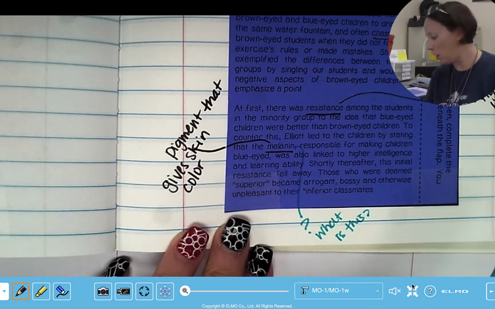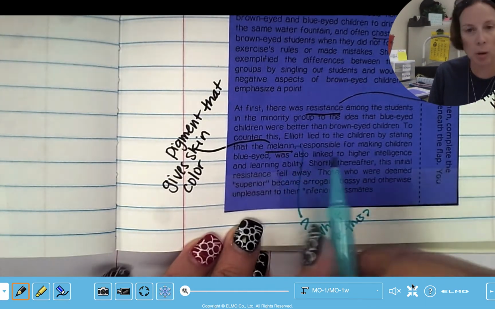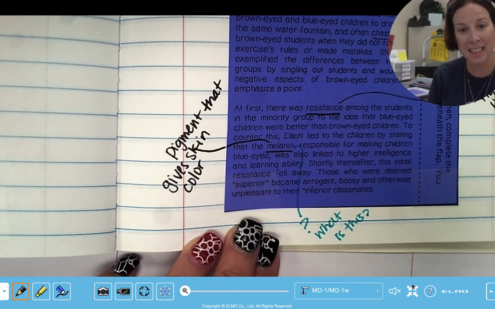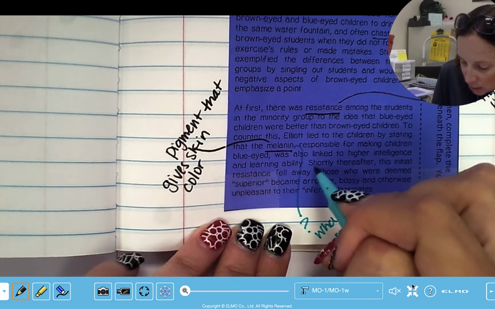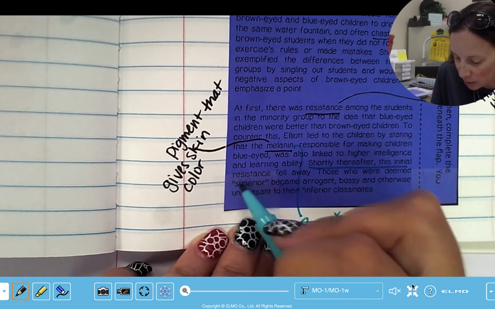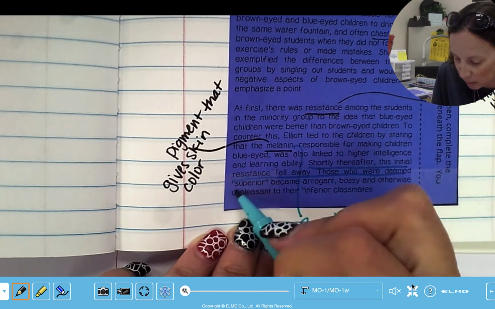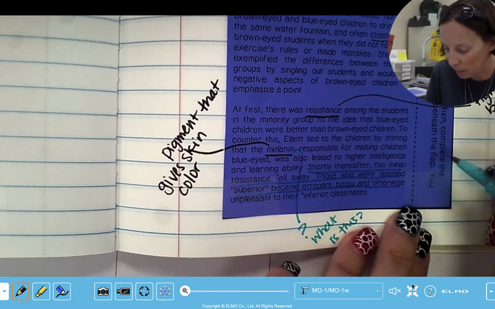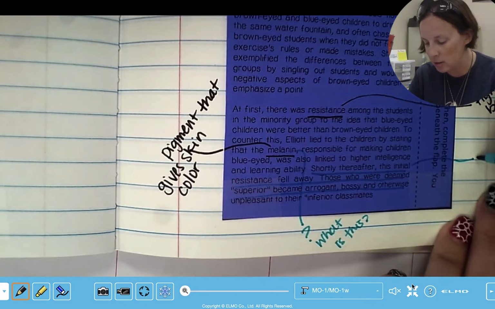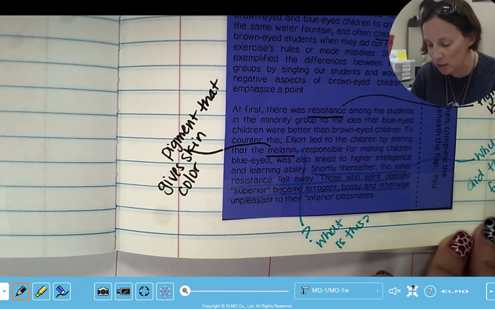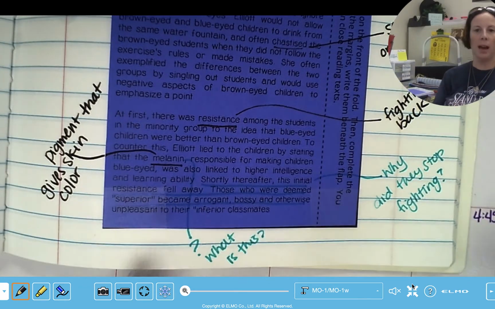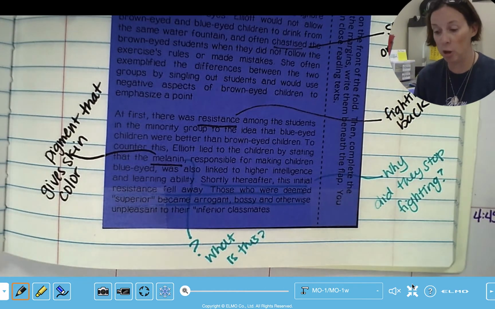But what we also talked about was also underlining big ideas that would be good for discussion. So we also underline here where it says shortly thereafter the initial resistance fell away. Those who were deemed superior became arrogant, bossy, and otherwise unpleasant. So we asked, why did they stop fighting? Because that'll be a really good discussion question. So they can ask that question and get a discussion going. Okay.